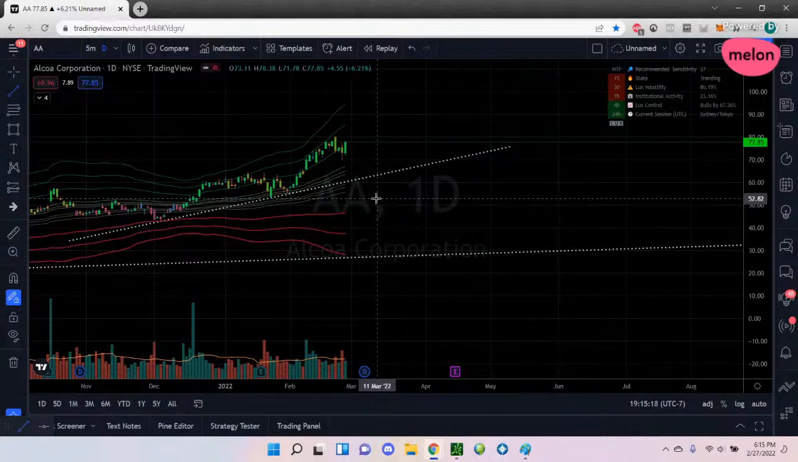But yeah, I think that's all. Anyone else has any other stocks they want me to look at? Just type them down below and I'll look at them.